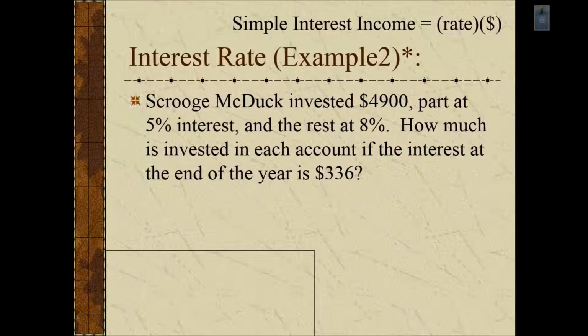So he's going to split up that $4,900. We don't know how much is going to go in each. He didn't say he was going to do it evenly, but all we know is that at the end of the year, he got interest of $336.